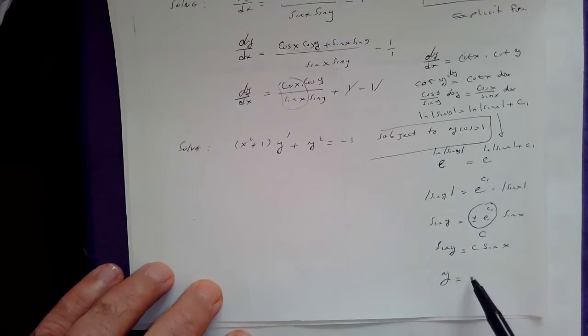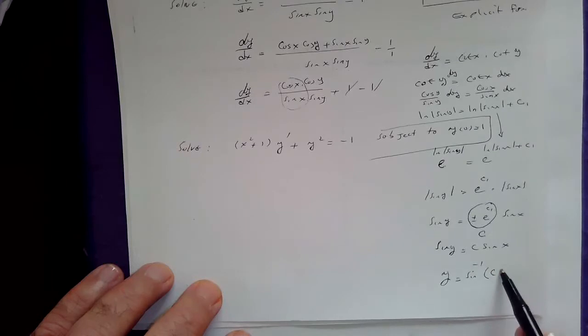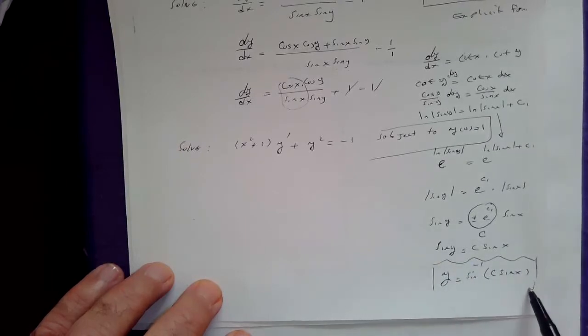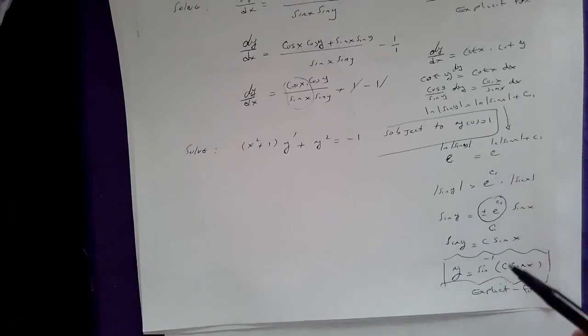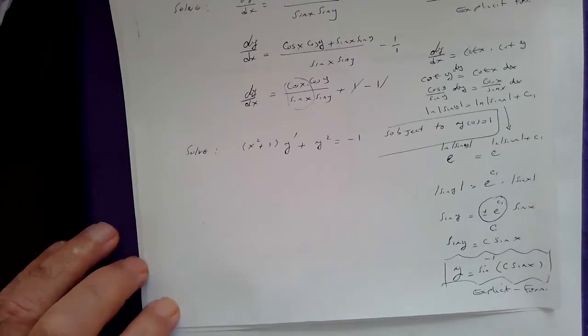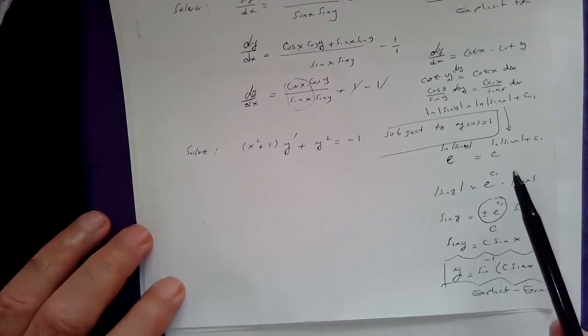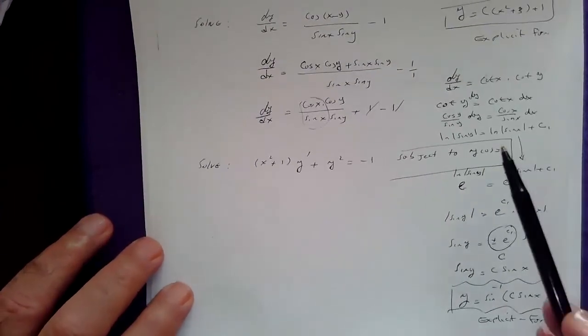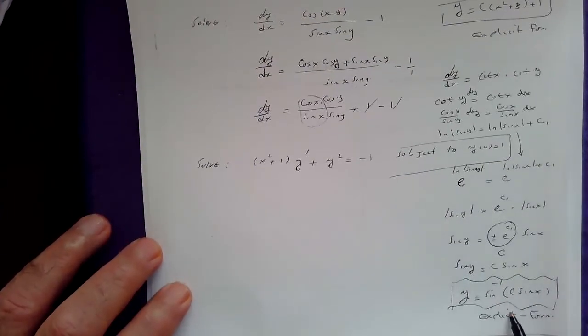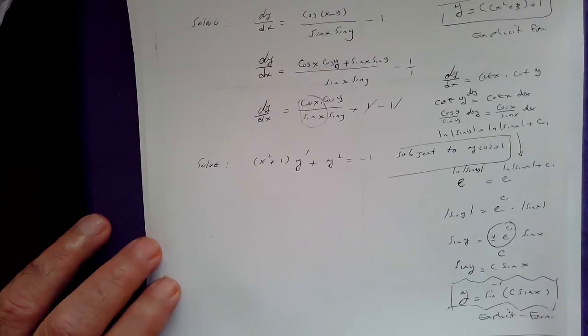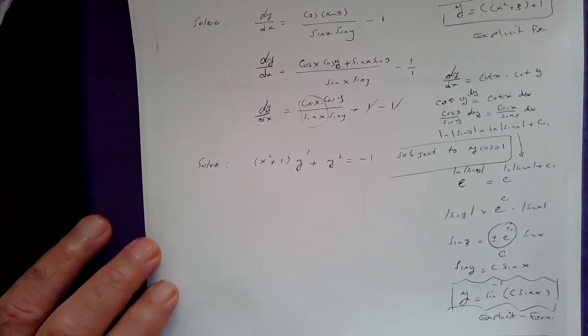So y is equal to sine inverse of C sine of x. And this is called explicit form. So notice there's a little bit of manipulation involved, but at the end of the day, sometimes, not all the time, you'll be able to express the answer in explicit form. Sometimes you don't have any choices, so you just leave it as is.